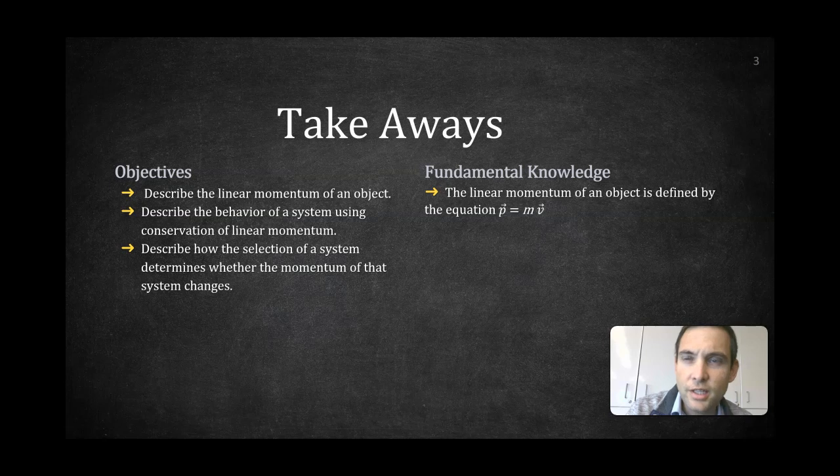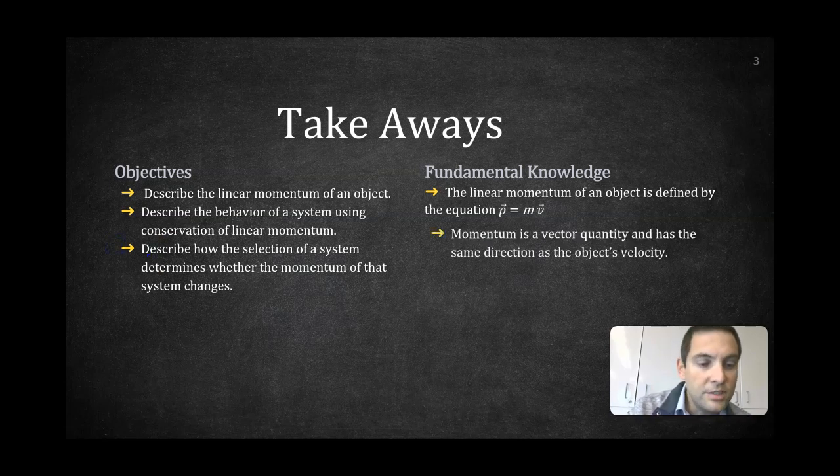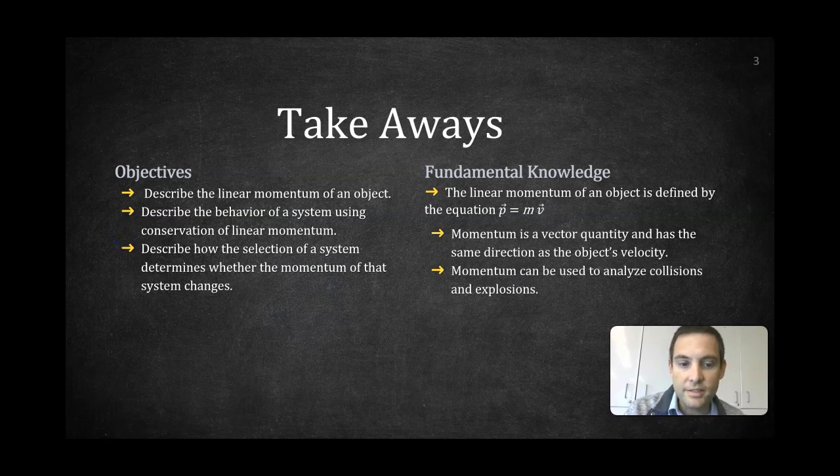defined as the equation p, lowercase p, equals m for mass and v for velocity. Momentum is a vector quantity and has the same direction as the object's velocity.